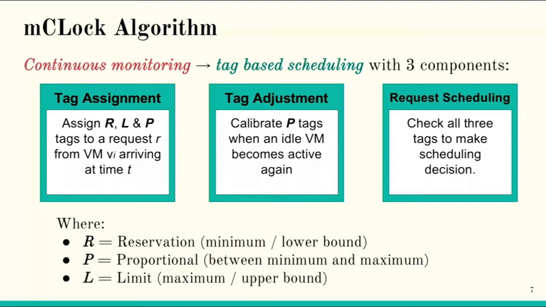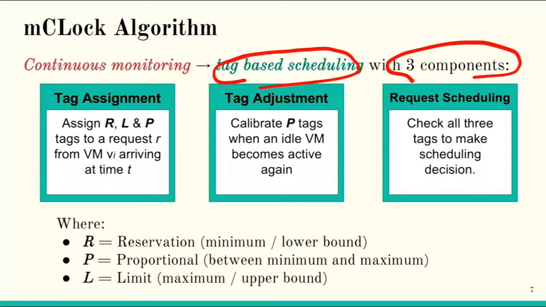As we already talked about in the previous video, fixed resource allocations can only change when a VM enters or exits. But in mClock, with fluctuating I/O resource availability, we need continuous monitoring. The mClock algorithm uses tag-based scheduling with three components. The first component is tag assignment, the second is tag adjustment, and the third is request scheduling. We'll talk about the details later.